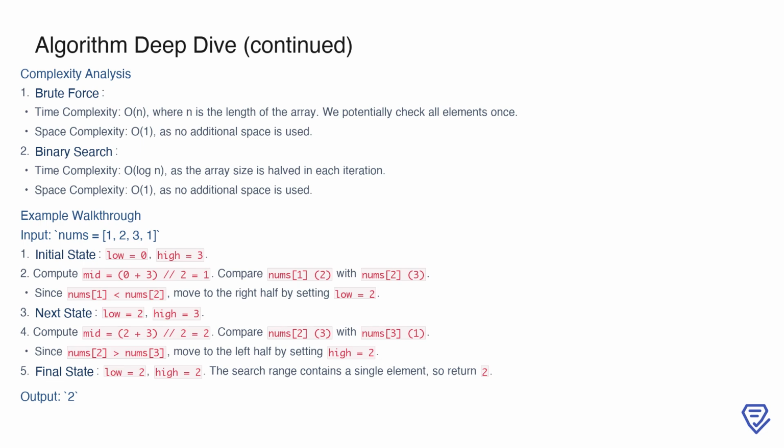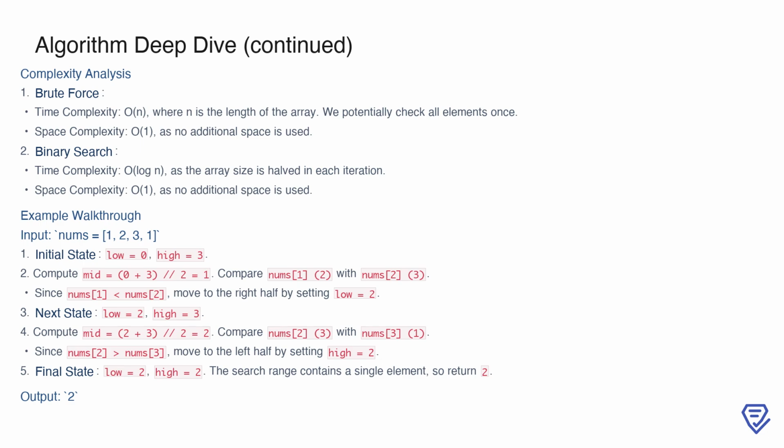When analyzing the complexity of these approaches, the brute force method has a time complexity of O(n), where n is the length of the array, because in the worst case, you may need to check all elements once. Its space complexity is O(1), since it doesn't use any additional memory. On the other hand, the binary search approach is much more efficient. Its time complexity is O(log n), because the array size is halved in each iteration of the search. Similarly, its space complexity is also O(1), as it only uses 2 pointers and a few variables for computation.